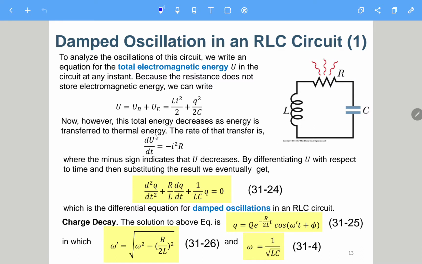Here, dU/dt is the rate of change of the total energy of this circuit, which is a negative value: negative I square R, the energy consumed by this resistor. So when we take the derivative of this expression, it should be equal to negative I square R rather than 0. The zero case is without this resistance. But when we have a resistance, dU/dt should be this negative value.